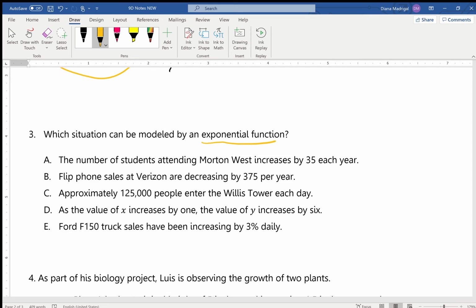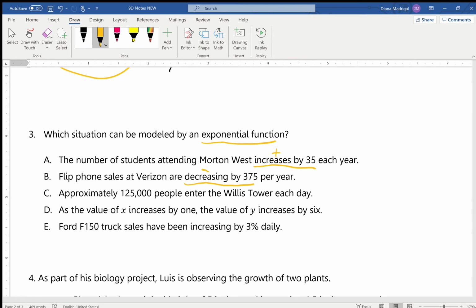The number of students attending Morton West increases by 35 each year. Increases by 35. Let's see. Flip phone sales at Verizon are decreasing by 375. Again, we're just talking about regular numbers here. Increasing means that you're adding. Decreasing means that you're subtracting.